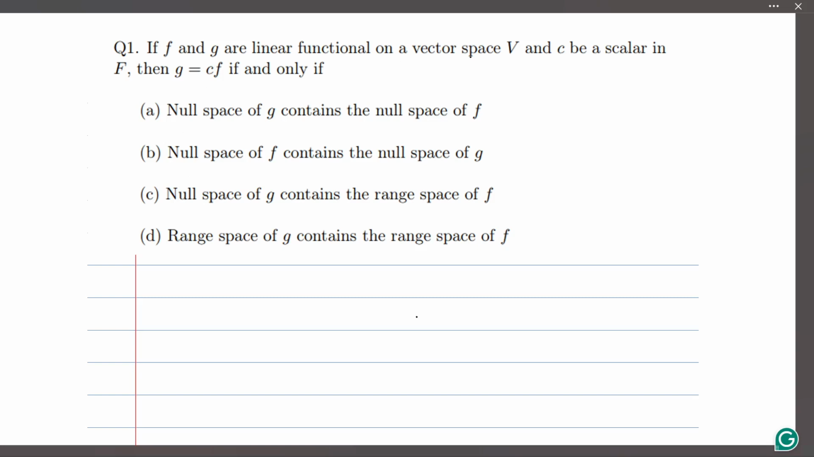If f and g are linear functionals on vector space V and c is a scalar in F, then g is equal to c times f if and only if... So actually now we don't know what c is. c might be 0 or non-zero. And f and g are functions from V to our field F, whatever field F was.